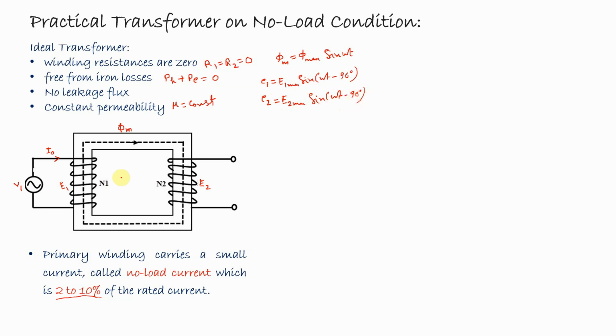As it is a practical transformer, there will definitely be some resistance in the primary as well as in the secondary winding. So let's say the resistance of the primary winding is R1 and the resistance of the secondary winding is R2, and these values are not equal to 0.